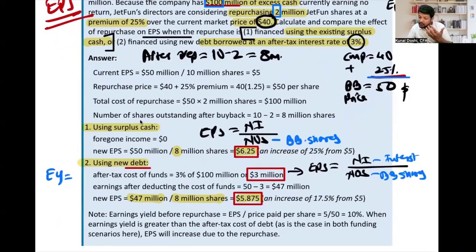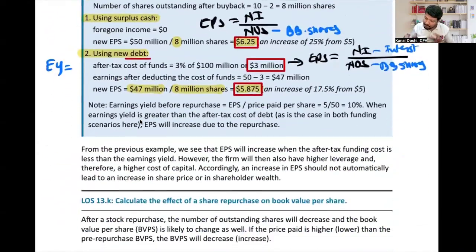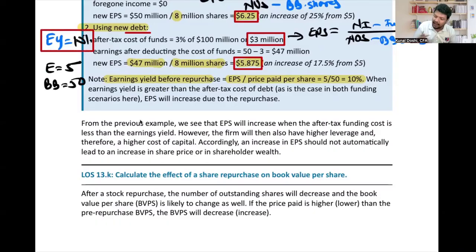This is the situation before. 5 was my earnings and the market price was 40. But they are saying earnings yield before the repurchase is EPS over the price paid per share. If I do the buyback at 50, as an investor I will get earnings of 5 per share and the buyback price was 50. So in that case, the earnings yield I receive is 10% if I go for the buyback.